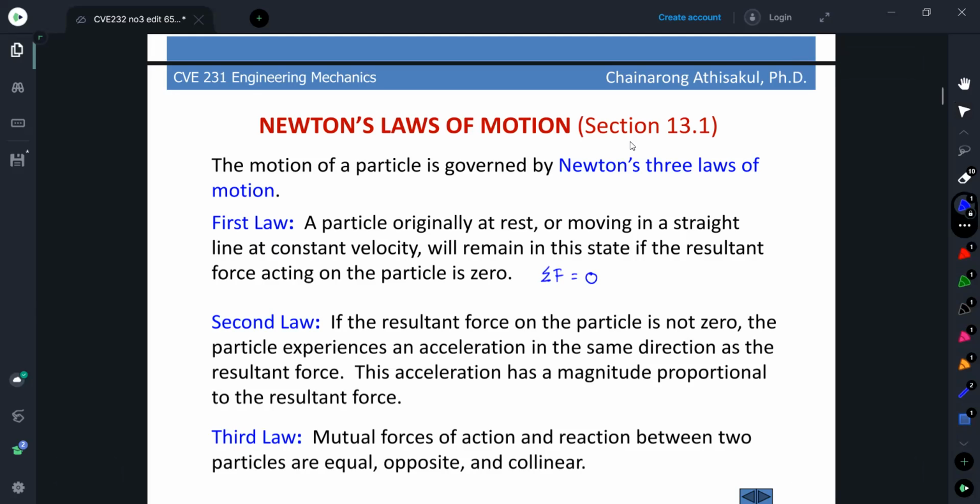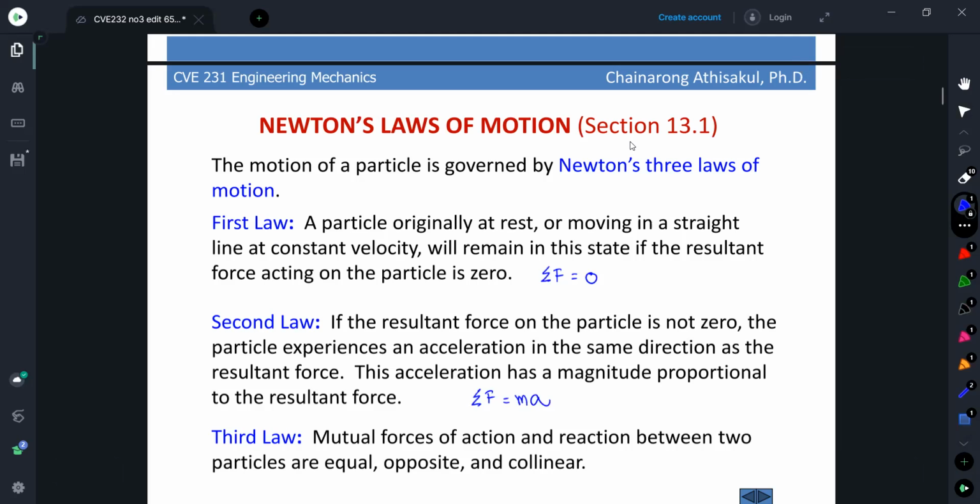Second law: if the resultant force on the particle is not zero, the particle experiences an acceleration in the same direction as the resultant force. This acceleration has a magnitude proportional to the resultant force. Mathematically, for this law, we may write in this form, that is summation F equal to ma.